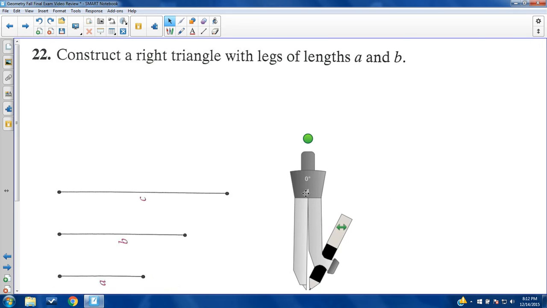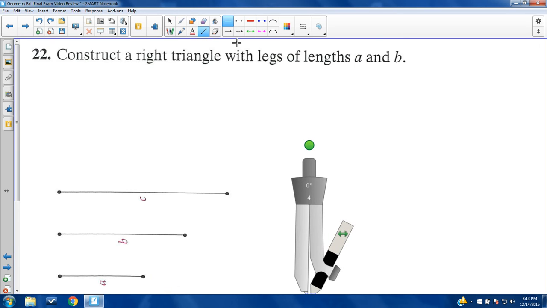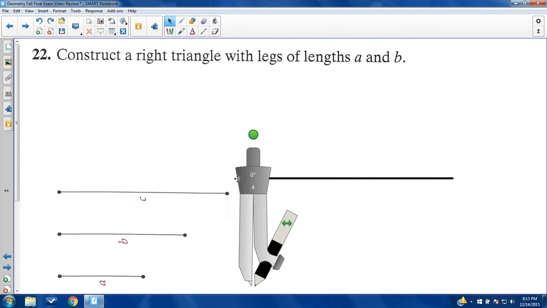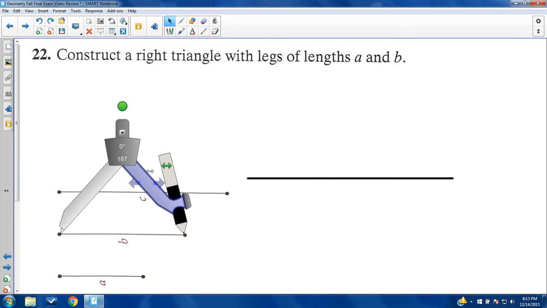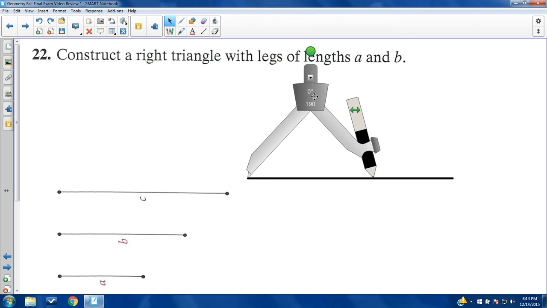Okay, right triangle. So right triangle means right angle. Means I need lengths A and B. This actually won't take very long. I start with this one. I'll go ahead and make this the longer one, the one on the bottom here. Okay, B, let's find that length. Let's get a little more particular and exact. Yeah, what do you say like that? So B is going to be right here.